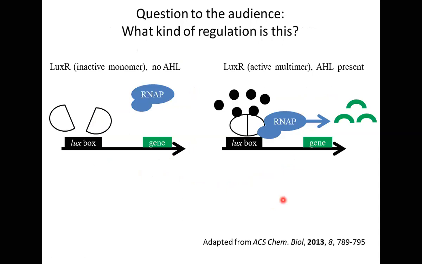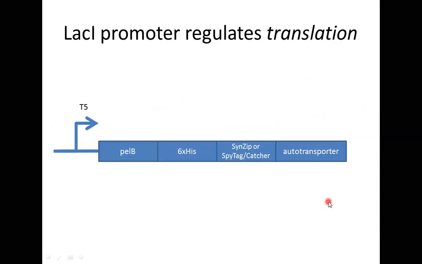So just as a pop question, what kind of regulation is this? I'll let you think about that for a minute. So this is actually an example of transcriptional regulation. This is a strand of DNA. The RNA polymerase is not active, and it does not actually transcribe this gene or turn it into messenger RNA until such time as it is recruited by the LuxR protein, which brings in the RNA polymerase, and you get the transcription of this downstream gene. There's also something which allows you to regulate translation.